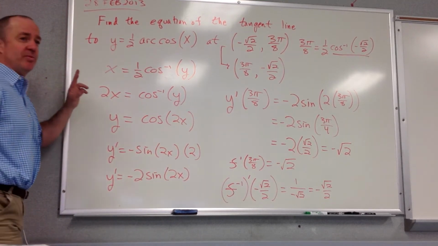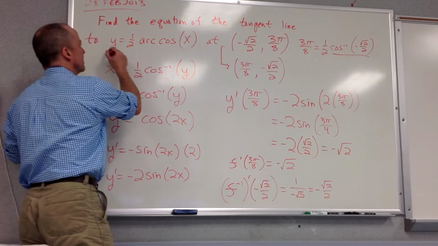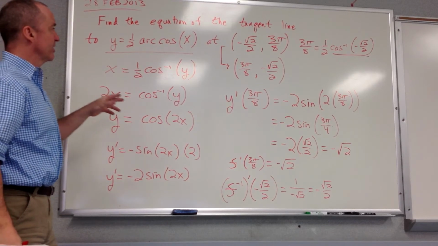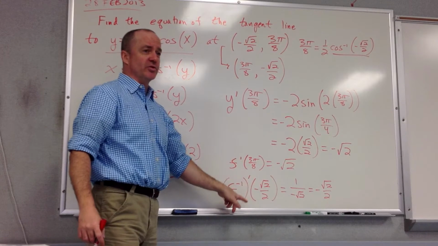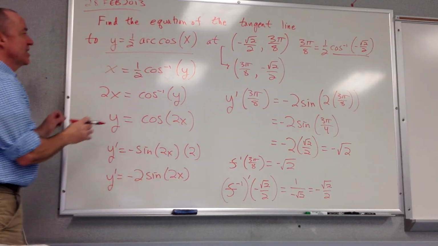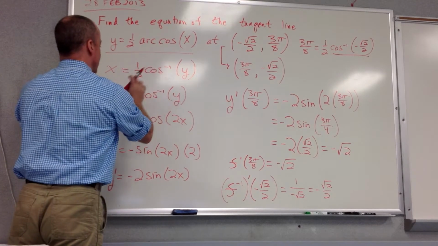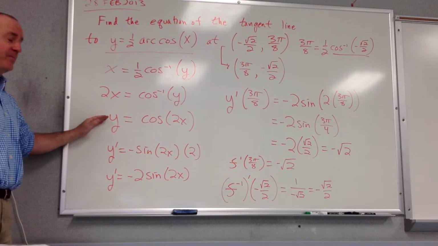Two ways to find the slope of the tangent line. First way, we differentiated the given inverse trigonometric function, and we found that when x was negative root 2 over 2, f prime was also negative root 2 over 2. Second way, take your inverse trig function, invert it to get back to a trigonometric function.